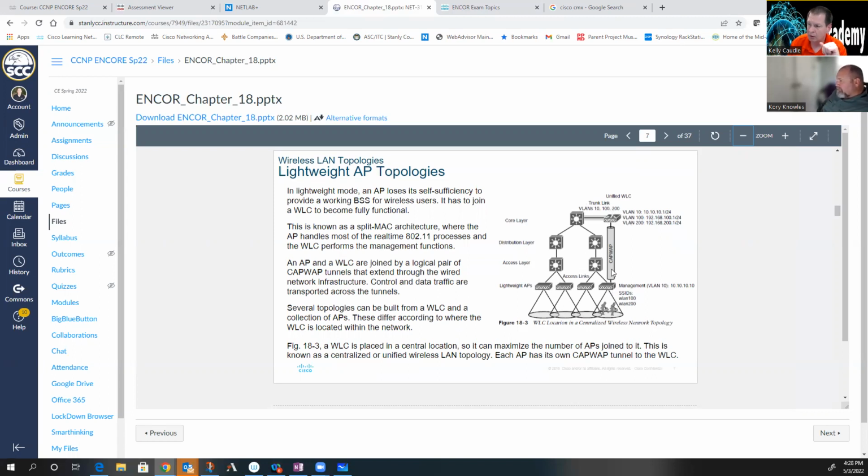And they take a CAPWAP tunnel, which is controller and provisioning of wireless access points. I always forget what CAPWAP is. It's basically the ability to tunnel back to the wireless LAN controller and have the wireless LAN controller be the main brains of the operation.